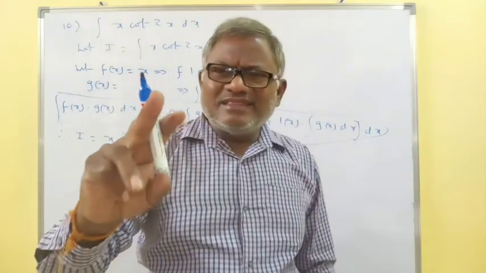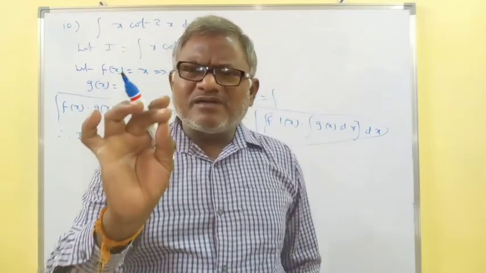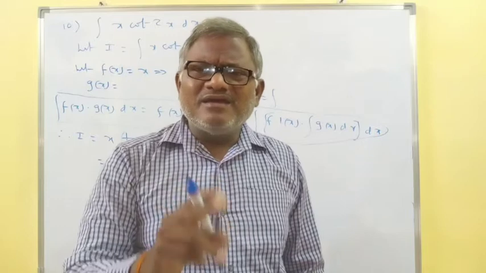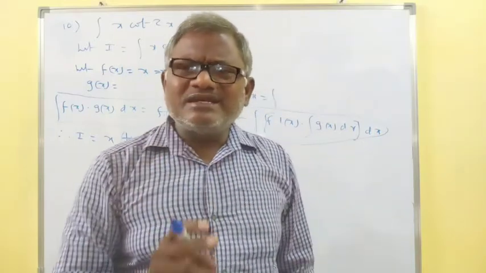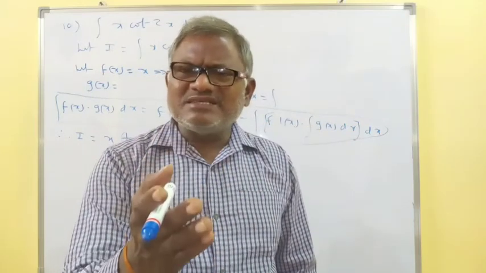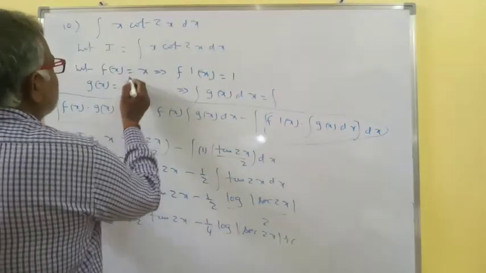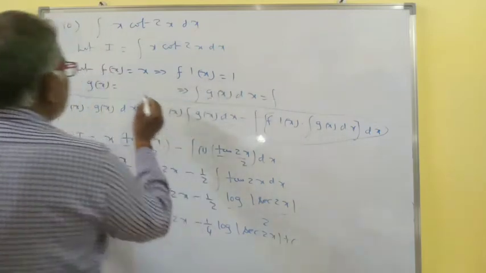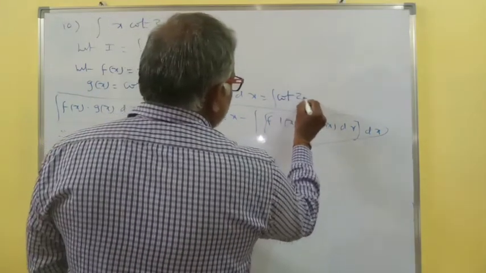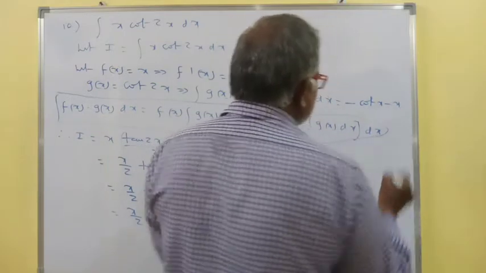Initially, in a problem like x into cos square x or x into sin square x, we don't know the formula directly for sin square x and cos square x. That's why you have to use trigonometry formulas. But we know the integral of cot square x is minus cot x minus x. For tan square x, same one: whenever tan square x is given, the integral is tan x minus x. So here f of x is equal to x, so f dash x is equal to 1. Here g of x is equal to cot square x, so the integral of cot square x dx is equal to minus cot x minus x.